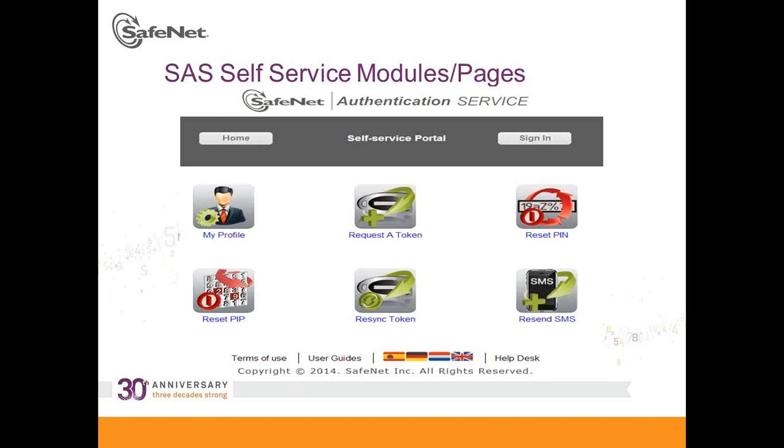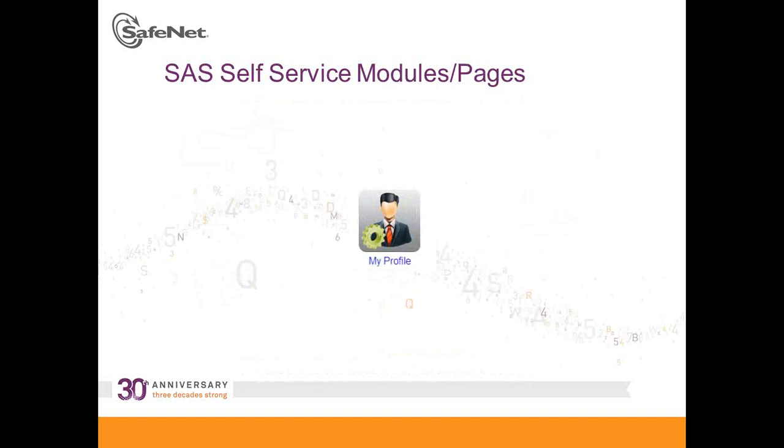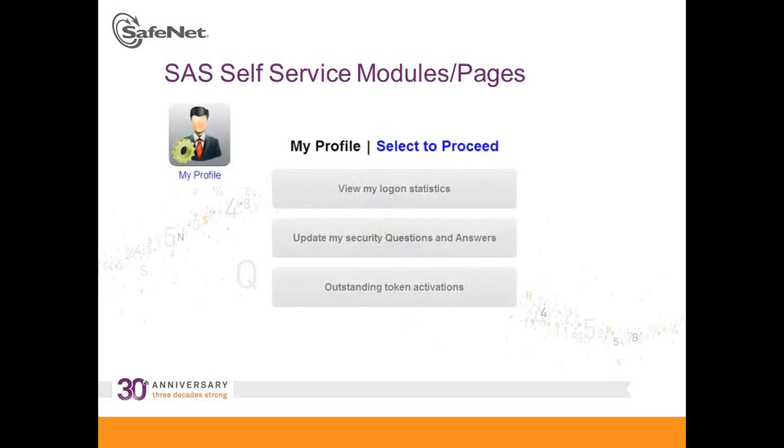So I don't want to dwell on all of these items. What I want to do is quickly touch base on a few of these. Actually, I'll go through all of them and give you some details. The first thing we can turn on is the My Profile module. Behind each module, we have a number of pages that can be customized, turned on, turned off, etc. Behind the My Profile module, we have the ability for a user to see their login statistics, to update their questions and answers for security questions, and to look at any outstanding token activations.